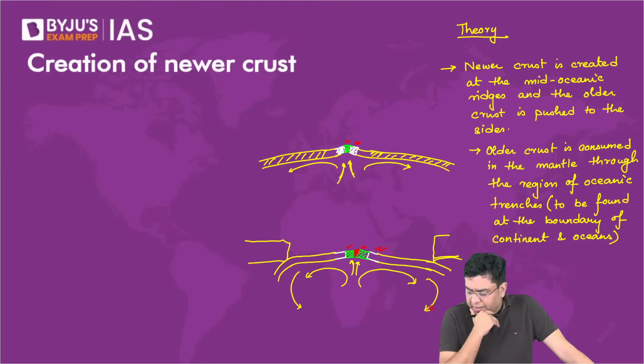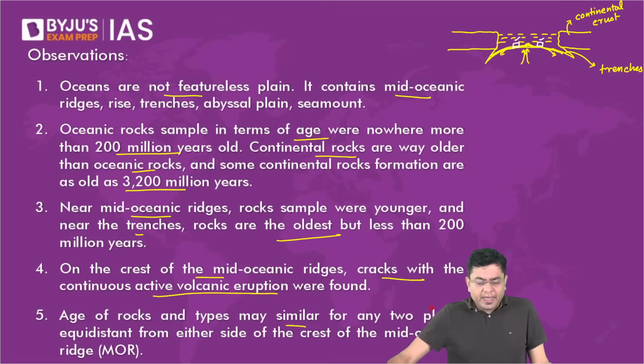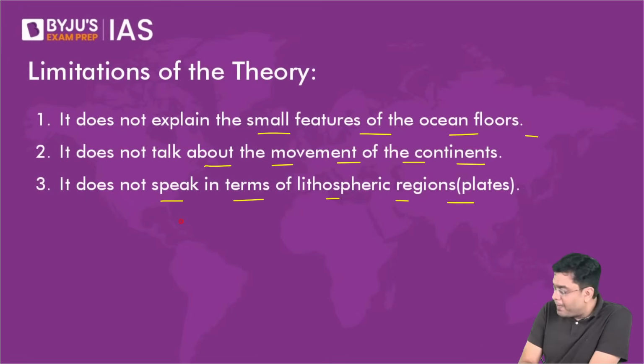Limitation, I'll get to that. How is older crust going down near the continent ocean if there is a difference in oceanic and continental crust? Because of the convection current, it is pulled down. Okay. Now, here, he also looked into paleomagnetism. Now, what do we understand by paleomagnetism?